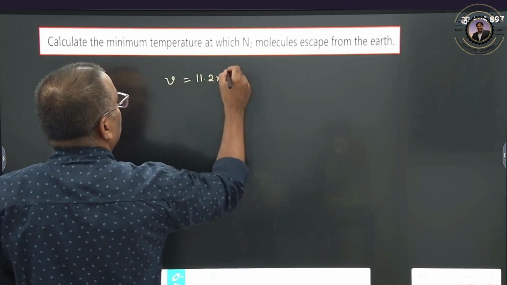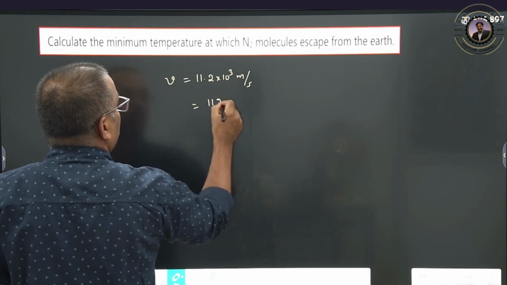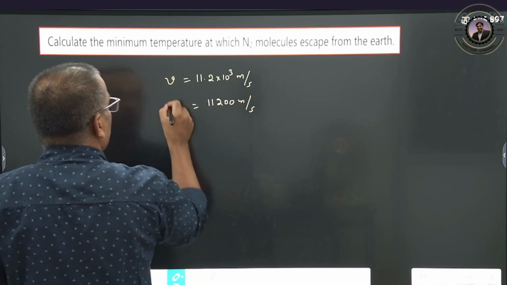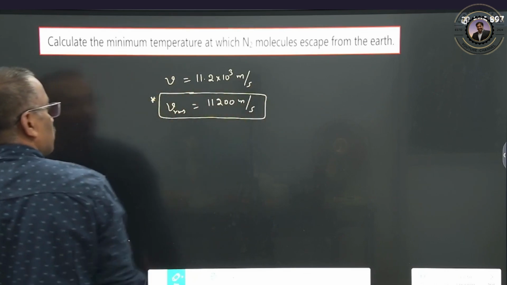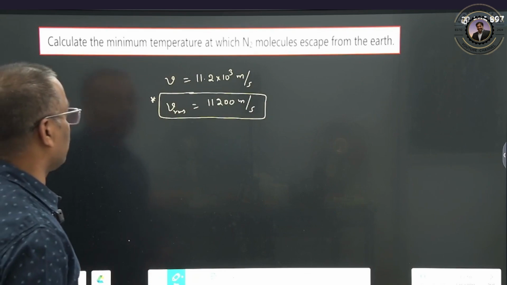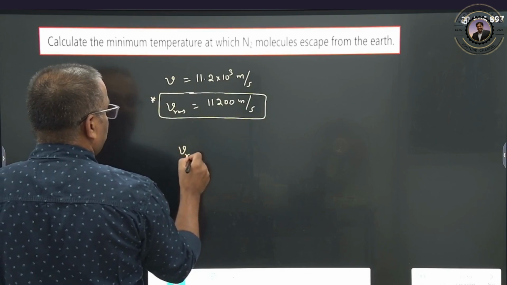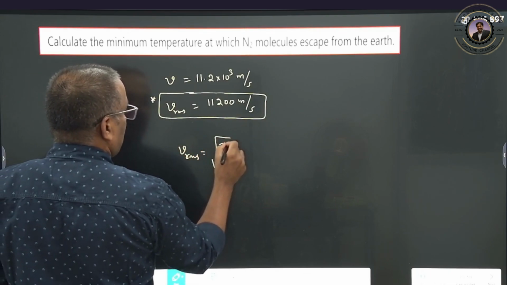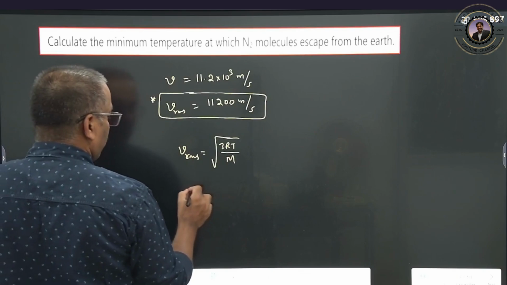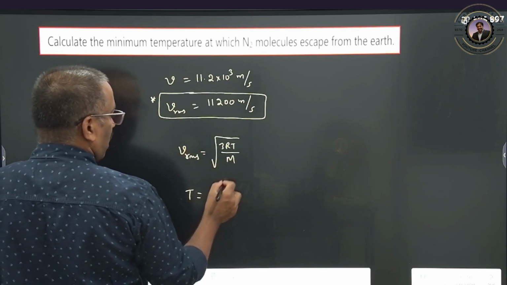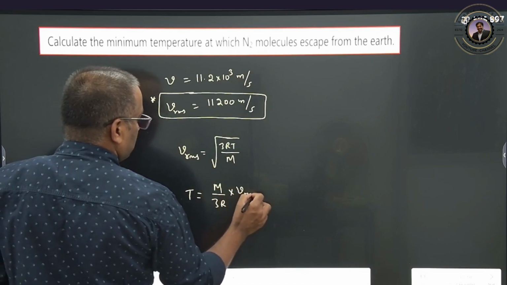That means 11,200 meters per second. This should be the compulsory RMS speed. Therefore, the gas molecule should attain this. Then, what should be the temperature? We want to calculate the temperature. RMS speed is equal to square root of 3RT by M. Clear? So, squaring, T is equal to M by 3R into V RMS whole square.